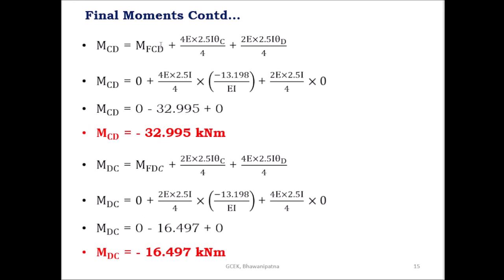Then MCD is equal to MFCD plus 4E into 2.5I theta C by 4 plus 2E into 2.5I theta D by 4. Then after putting the values of theta C and theta D here, MCD is equal to minus 32.995 kilonewton meter. Then MDC is equal to MFDC plus 2E into 2.5I theta C by 4 plus 4E into 2.5I theta D by 4. Then after putting the values of theta C and theta D, MDC is equal to minus 16.497 kilonewton meter.